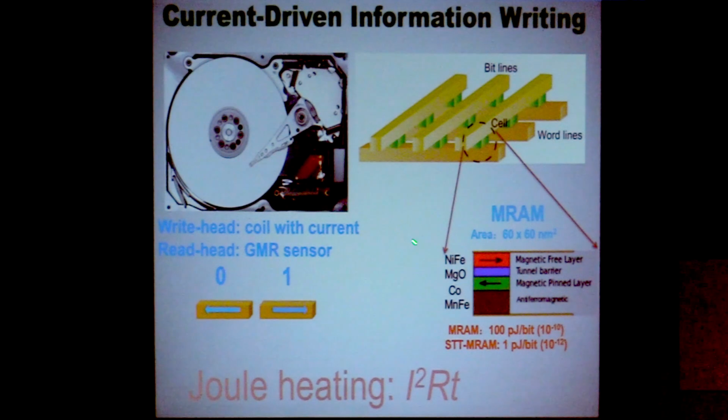We also use current here, which generates a magnetic field, to try to reorient the magnetization of the free layer. But if we look at the energy consumption of these devices, for example MRAM, the current energy consumption is around 100 picojoule per bit for storage. STT MRAM is much more energy efficient. It reaches 1 picojoule per bit, about 2 orders of magnitude lower.